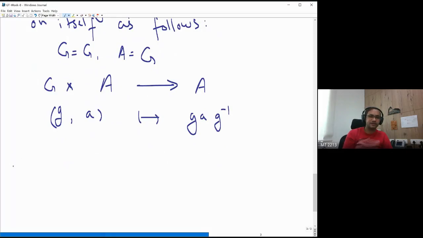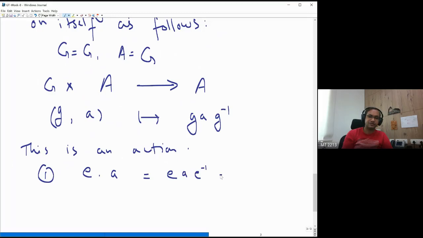So this is an action first of all. Let's check that. What are the things we need to check for an action? The identity doesn't change anything, right? So identity dot a. This is of course e a e inverse, which is simply a. So that is fine.